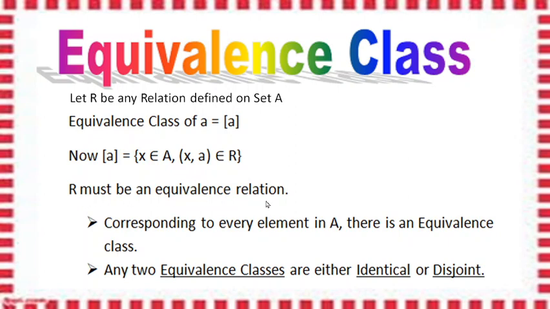First of all, this is the first condition, and then two very important things: corresponding to every element in A, if we have four elements available in set A, then we will have four equivalence classes, one for each element. Corresponding to every element in A, there is an equivalence class. And as we have just studied, any two equivalence classes are either identical or disjoint. If we have two equivalence classes, they will be either identical, exactly the same, or they will be disjoint, means totally different.